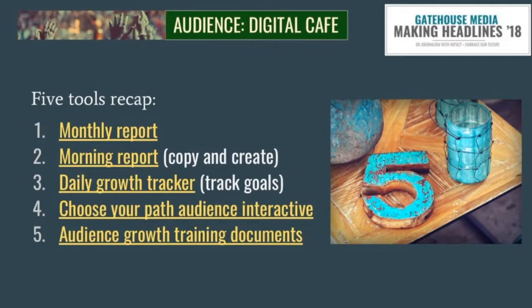Fourth thing, the Choose Your Path Audience Interactive. You can use this throughout the day. And this is for every piece of content. You could give this to reporters to use, so they could see how are all of my stories doing. Do I need to change a headline? Is it in the email? Can I push it out on social? Do I need to change the tone on social? Do I need to tag something? All sorts of different things to help you optimize your traffic and your content.